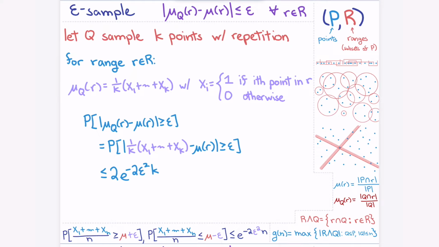So when you start applying that Chernoff bound, I'm taking the average over k things, they're all between 0 and 1. That means I'm looking at e to the negative 2 epsilon squared k. I'm using k instead of n because n is reserved for the number of original points. The 2 is just coming from bigger and smaller. So nothing special. This is just applying the additive Chernoff bound to a single range. Nothing particular to range spaces.